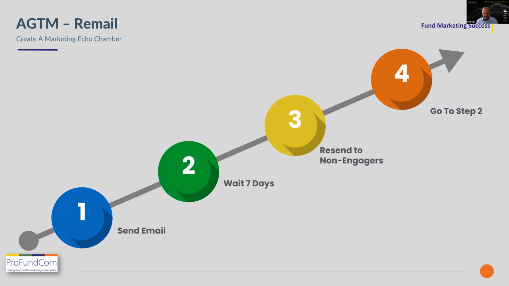One thing that is without doubt one of the strongest workflows to build out is what we call remail. This is basically sending out an email about your fund, about an event you're running, about a meet the manager session, and waiting 7 days and resending an email to the people that have not engaged with that email. So people who have not opened the email, not read the email, not clicked on a link, you send them another email.